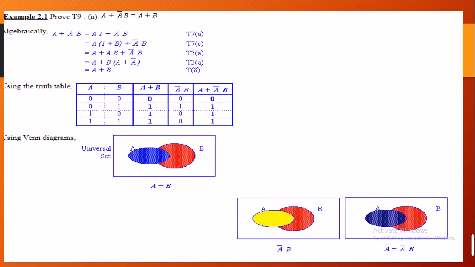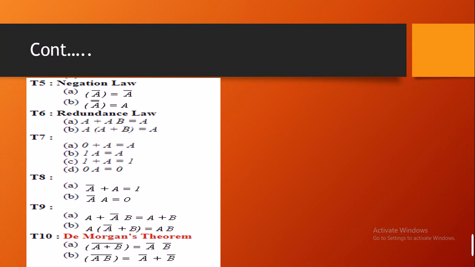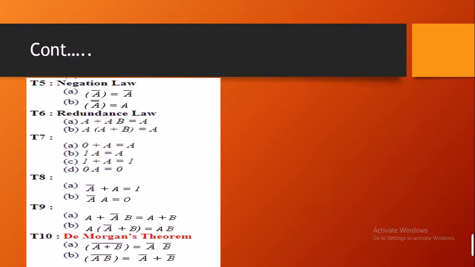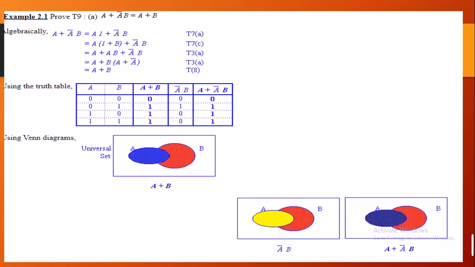Now this is the example. Here we have to prove that a plus a dash b equals a plus b. This is how it's done. A plus a dash b equals a into 1 plus a dash b, where we have taken 1 from T7. With the help of T7, we can write 1 plus a, so plus a dash b. In front of every line you have to write from which theorem you have taken it. That is T7c: 1 plus a equals 1.